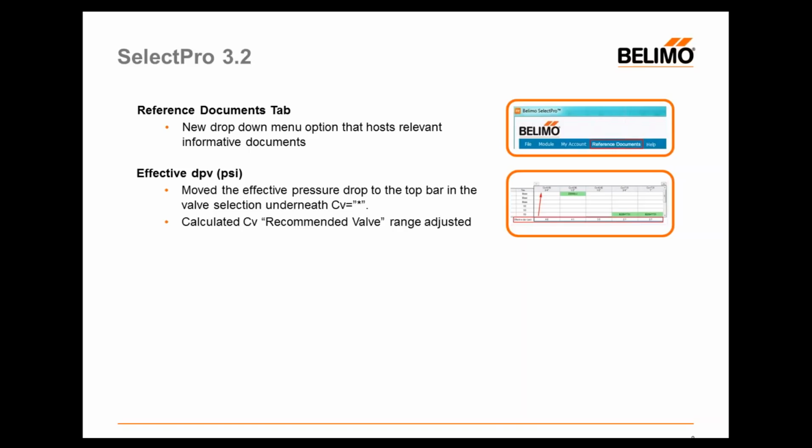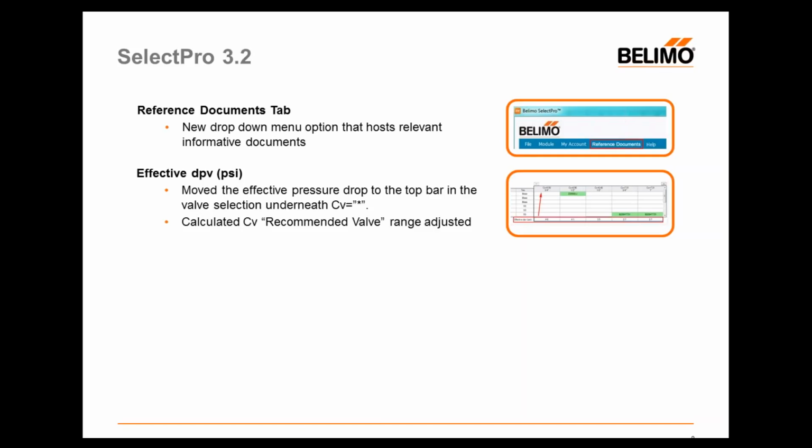So the way SelectPro worked in the past was when you entered your parameters for your valve, it would show you the calculated CV, and then SelectPro was told as a rule to show only the calculated CV and above, to show nothing below that calculated CV. And we had this very conservative rule just to make sure that nobody was sizing valves incorrectly or undersizing.